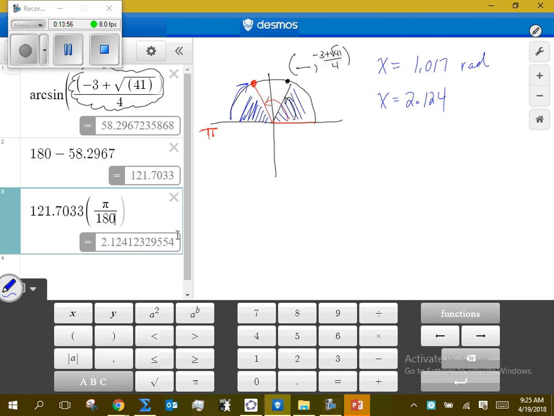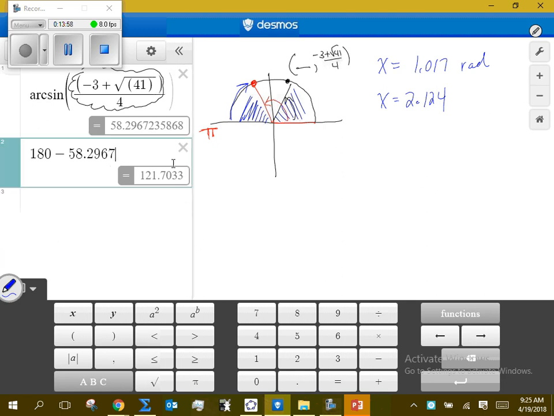Okay, so if you like to do things in degrees, if that makes more sense to you, by all means do that. But then make sure how the question is phrased. If it says find solutions between 0 and 2 pi, then they're looking for radian solutions. Okay, if it says 0 to 360, then fine, use the degree mode.